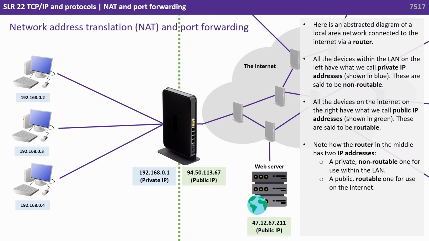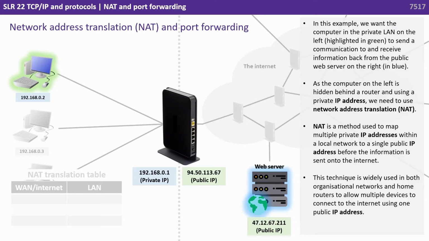Here's an abstracted diagram of a local area network connected to the internet via a router. All the devices within the LAN on the left have what we call private IP addresses shown in blue, and these are said to be non-routable. All the devices on the internet on the right have what we call public IP addresses shown in green, and these are said to be routable. Note how the router in the middle has two IP addresses, a private non-routable one for use within the LAN, and a public routable one for use on the internet.